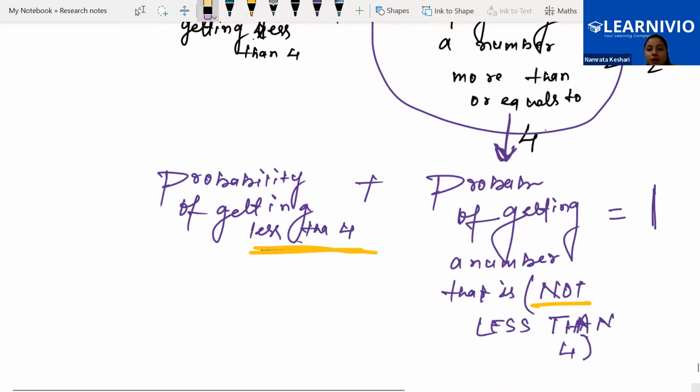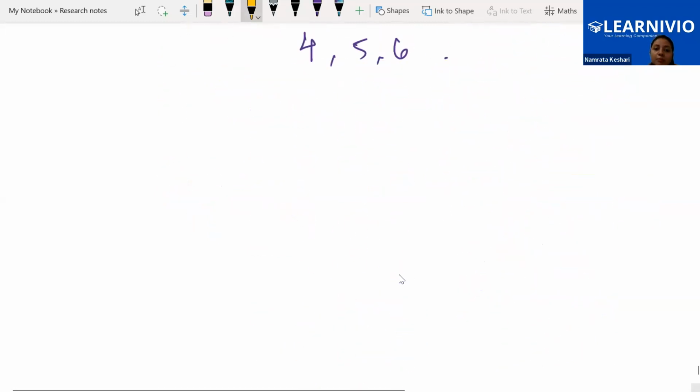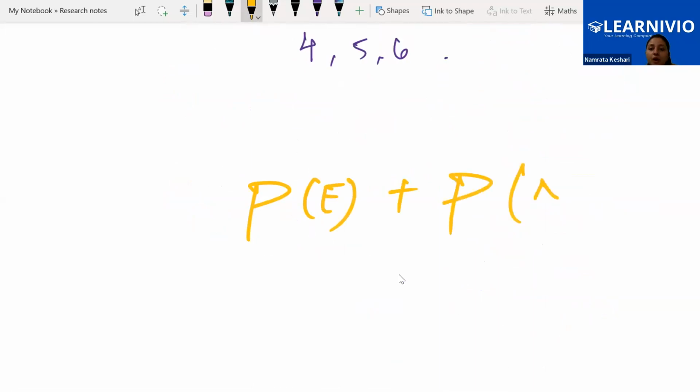One is just the reverse of the other. Always when we have complementary events, the probability of event E plus the probability of not E, where E can be anything, getting head, getting tail, plus not E, the result will always be 1. This is called complementary events. E and not E, when we add them, the result will always be 1. How will we use this concept?